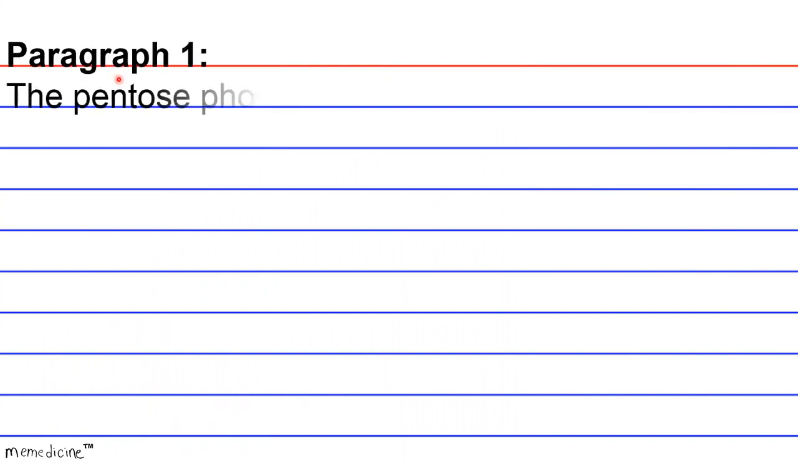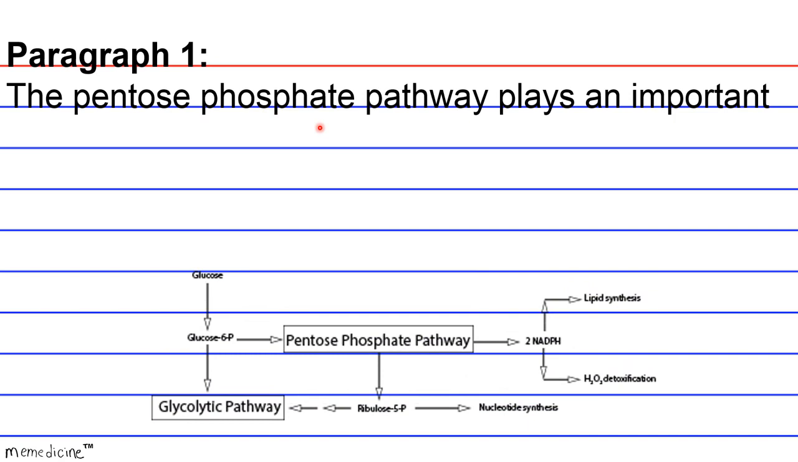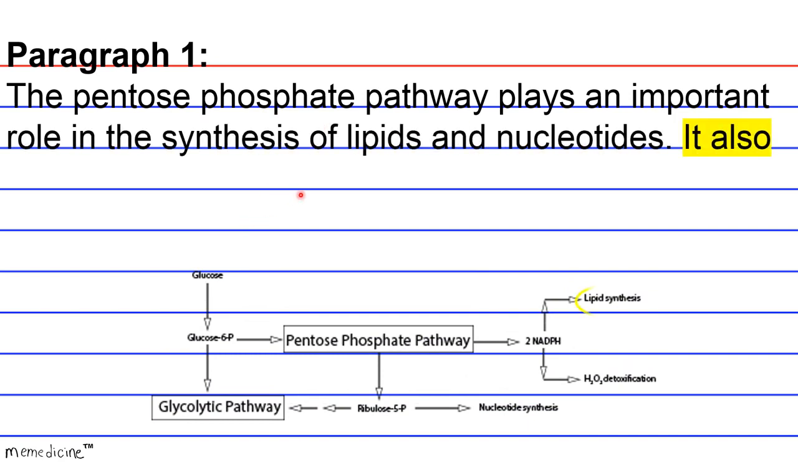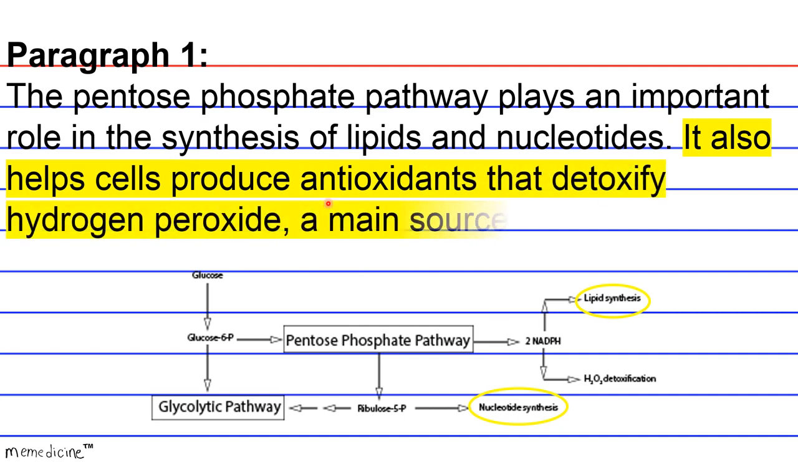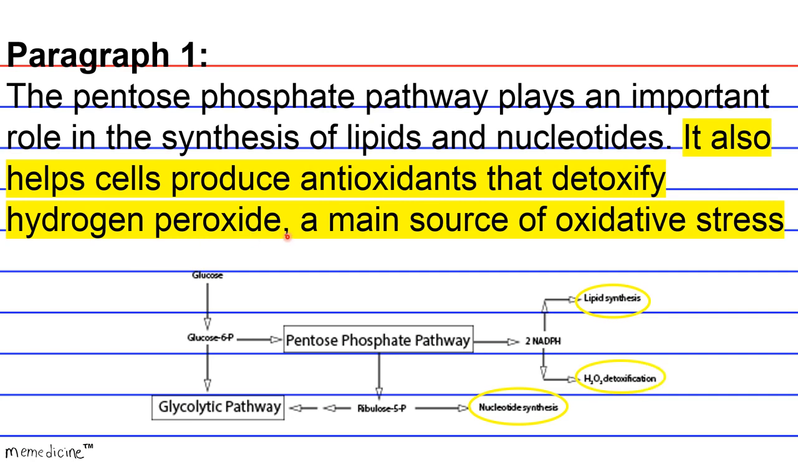Paragraph 1. The pentose phosphate pathway plays an important role in the synthesis of lipids and nucleotides. It also helps cells produce antioxidants that detoxify hydrogen peroxide, a main source of oxidative stress in animal cells.